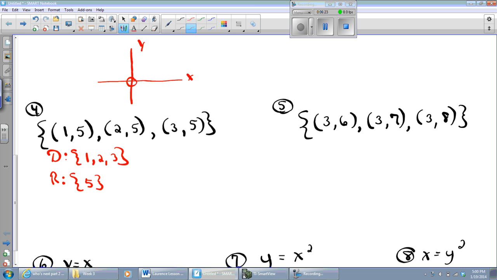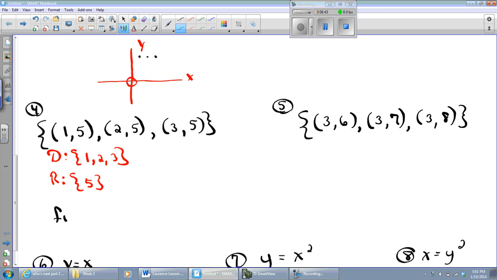X and Y, and 1, 5 might be there, 2, 5 there, 3, 5 right there. Yeah, we're getting a horizontal line, aren't we? Okay, now ask yourself, look at the input, the domain, 1, 2, and 3. Where does 1 go? Only to 5. 2 only goes to 5. 3 only goes to 5.